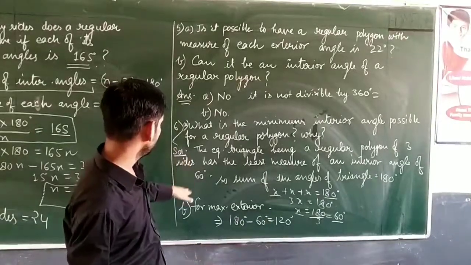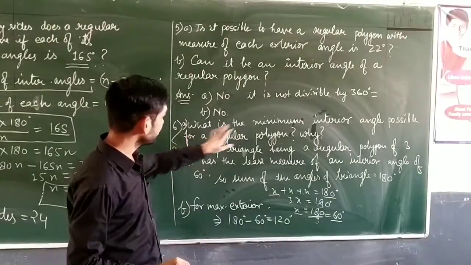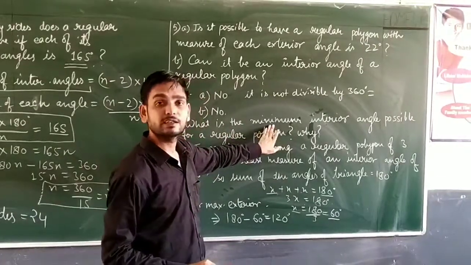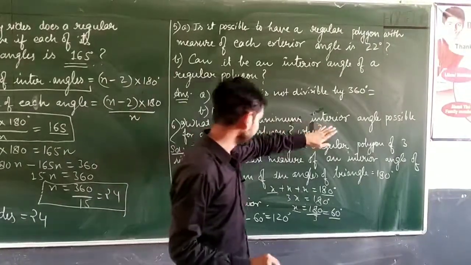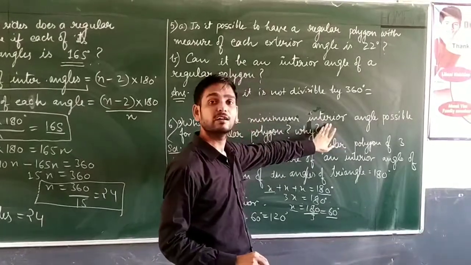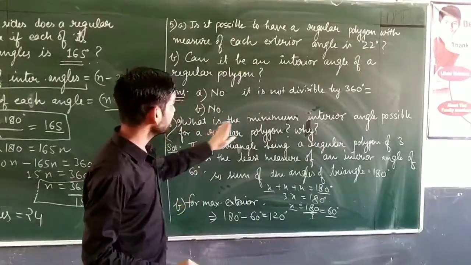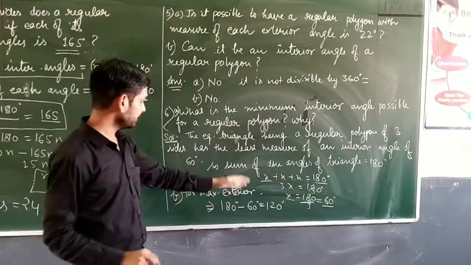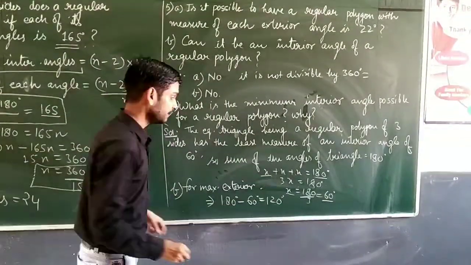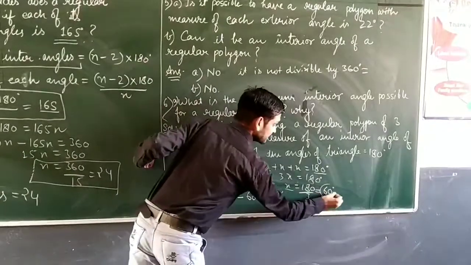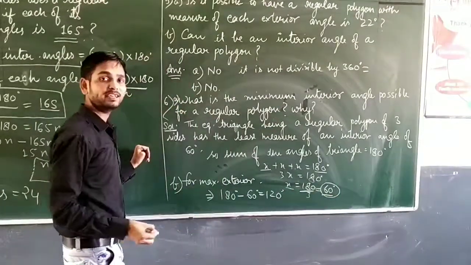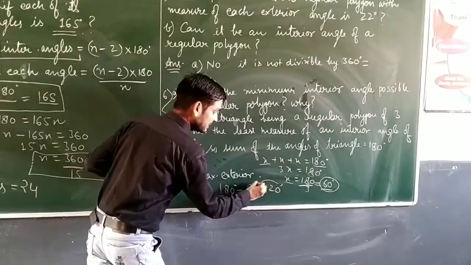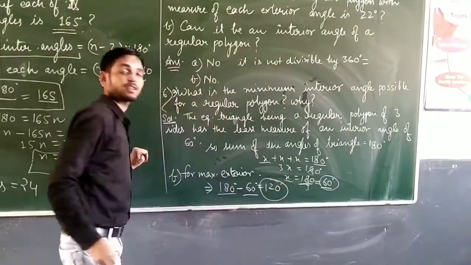Let's see the B part. In the B part, the question is the same, but here minimum is converted to maximum and interior is converted to exterior. What is the maximum exterior angle possible? Similarly, we can pick from the A part. If the interior angle's value is 60 degrees, then what will be the exterior angle's value? 180 minus 60. That means the exterior angle will be 120 degrees.